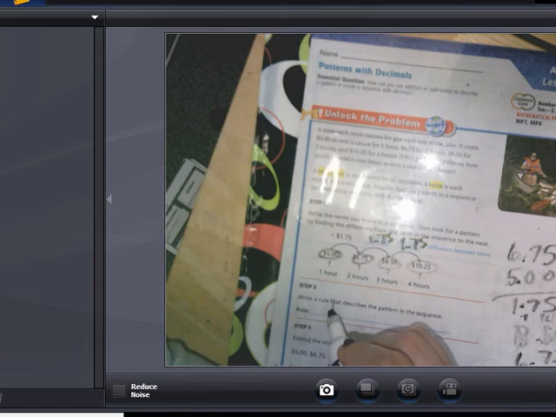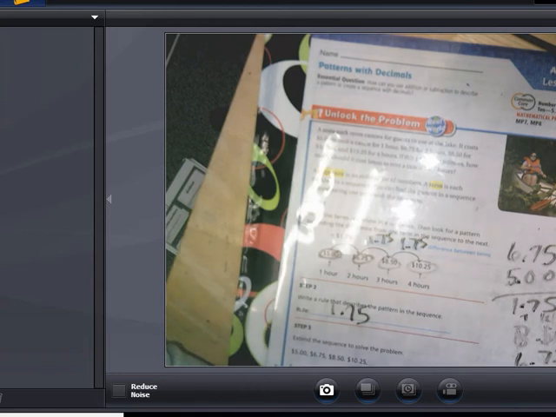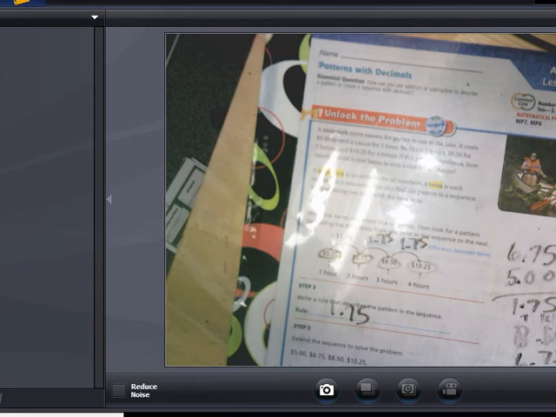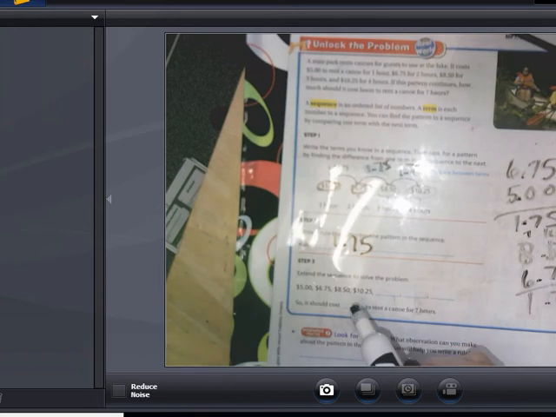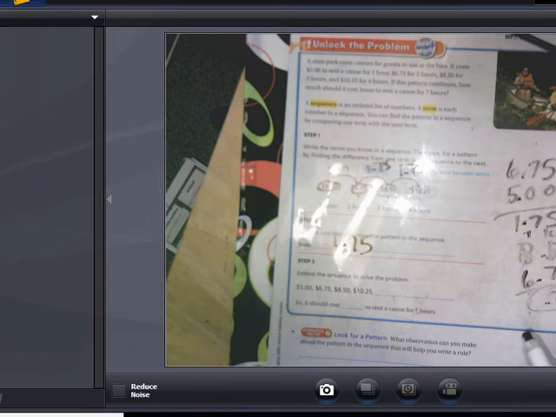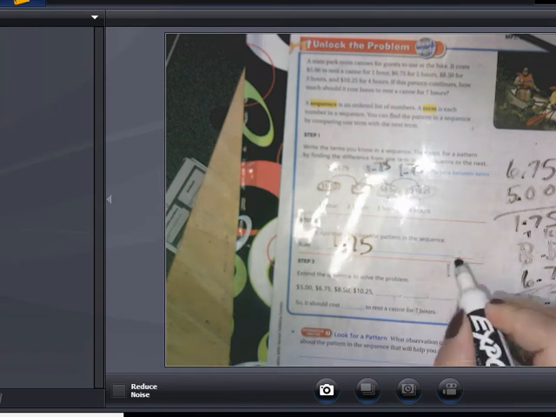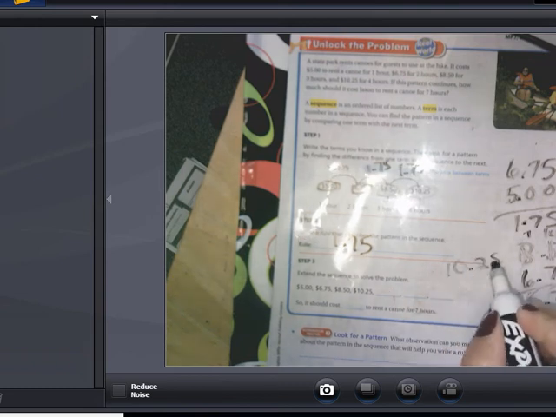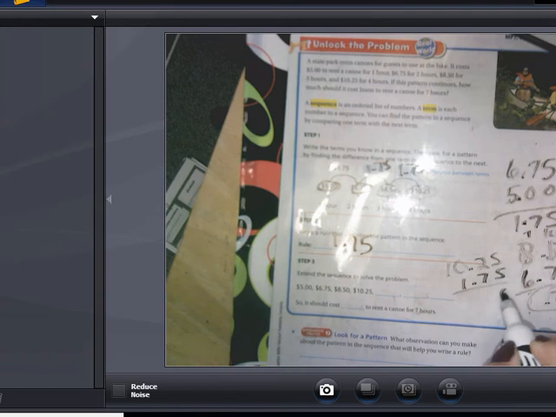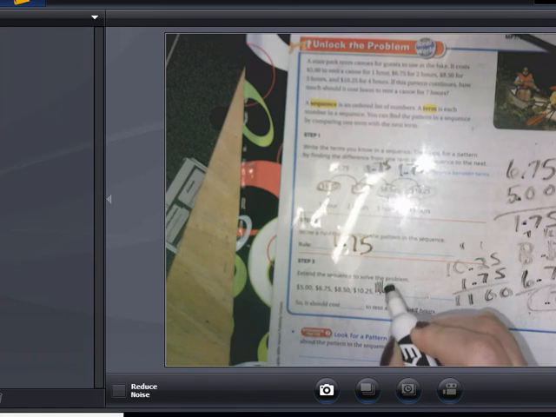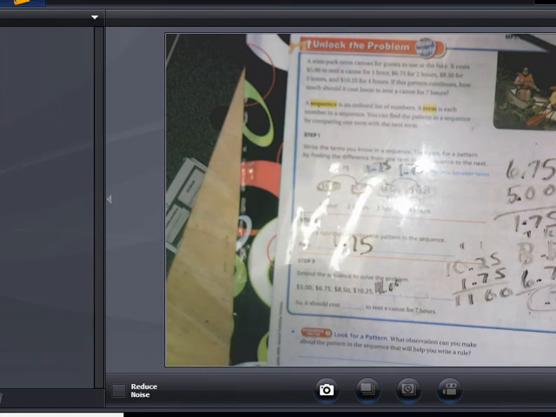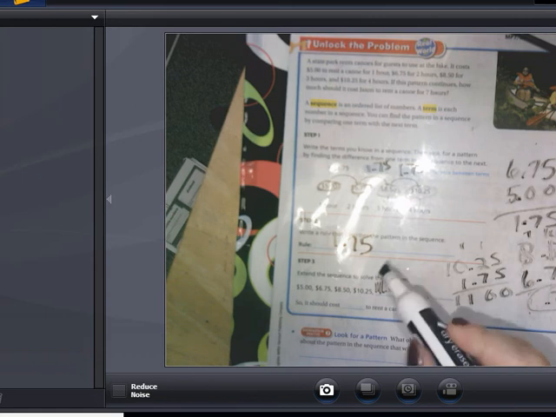So what is the rule of the pattern? $1.75. Take the time if you're not sure and do the subtraction. So to extend it, I would take my $10.25, and I know my sequence rule is $1.75. So I would add $1.75, $10.25 plus $1.75, and I would be at $12, sorry.